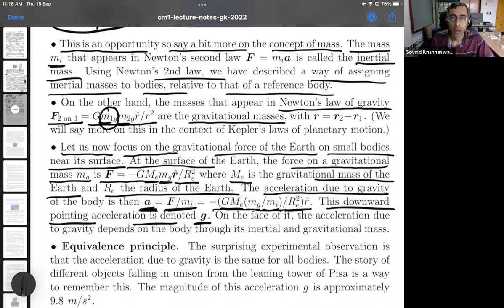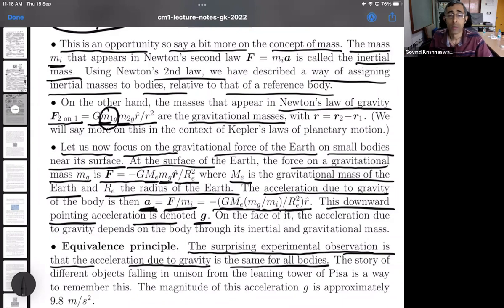Now comes a remarkable and surprising experimental observation. This again goes back to Galileo's time. The surprising experimental observation is that the acceleration due to gravity is the same for all bodies. Whether it was a stone, a big rock, or a pencil, it turns out that they all exhibit the same acceleration. You take a rock, a stone, a pencil, all at the same height, drop them, they all accelerate in the same manner, they all reach the ground at the same time. This is an absolutely remarkable experimental observation. You may think that a big rock would fall faster, but it turns out it's not true.